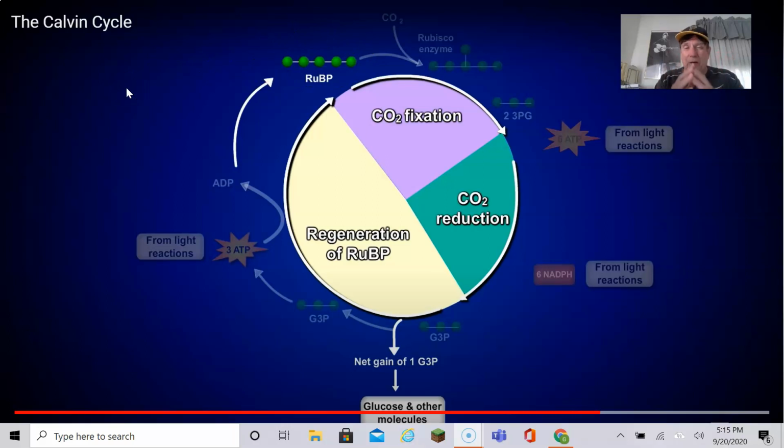So that's all you need to understand about this. You don't have to remember the names of the parts of the process. All you need to know is the carbon dioxide comes in and uses the energy from the thylakoid, the ATP and the NADPH, to make glucose.